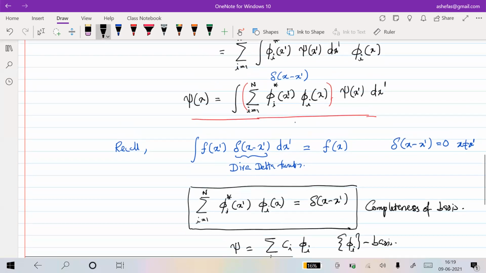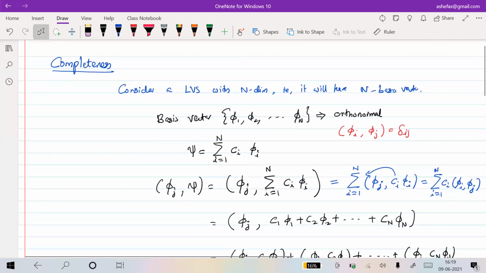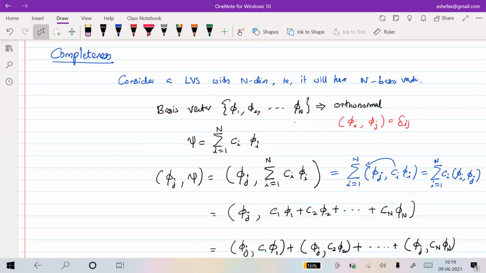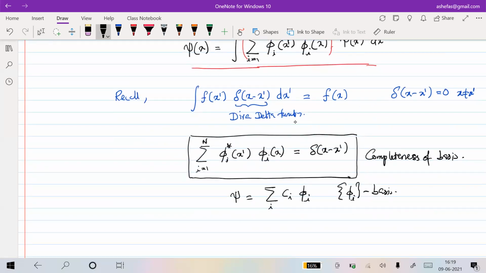So this is enough for this particular topic, the completeness. If you consider an orthonormal basis, this orthonormal basis is said to be complete if it satisfies this condition. If the basis vectors satisfy this condition, then we are sure that we can express any other vector in terms of these basis vectors. That means this basis is complete. That is the meaning of completeness. Once the basis is complete, we can express any other vector in terms of those basis vectors.